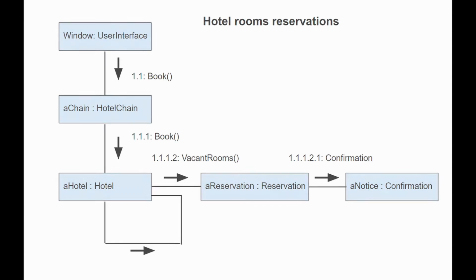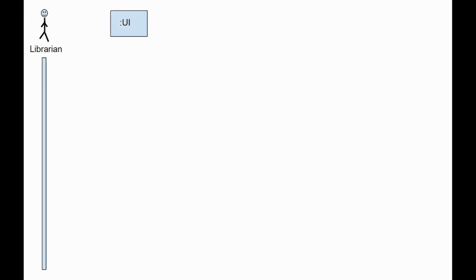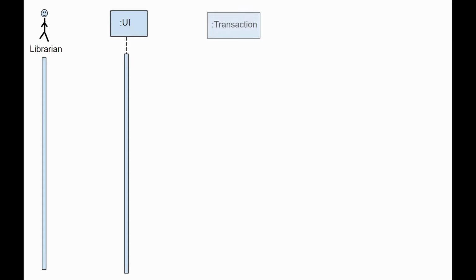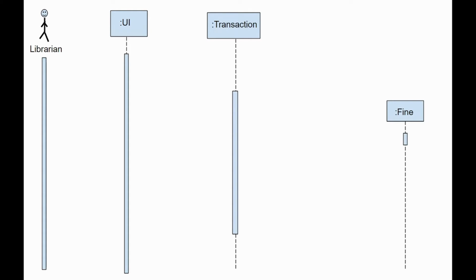Communication and sequence diagrams are similar. They are semantically equivalent. It means they represent the same information, and we can turn a communication diagram into a sequence diagram and vice versa. The main difference between them is that in the communication diagram, the elements are organized according to space, and in the sequence diagram, according to time.